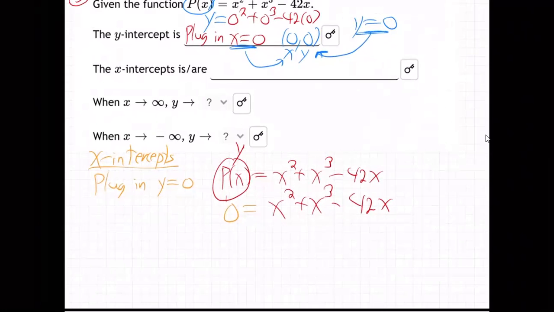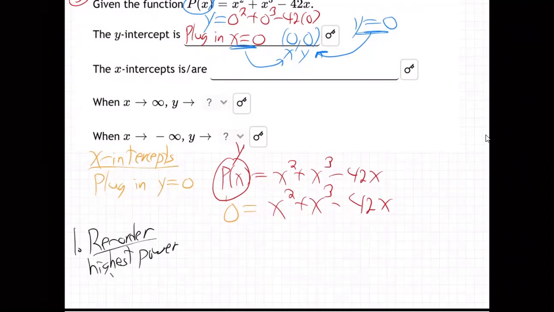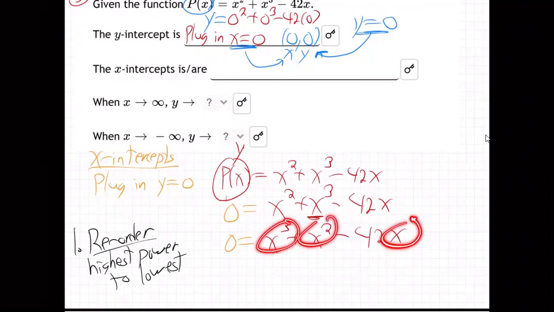What do we do? First step, I'm going to reorder, highest power to lowest. So we'll go 0 equals, and I'm going to put the higher power first. So this x cubed has to come first. That's better. So we want to put them in order: third power, second power, just first power, right? From highest to lowest.